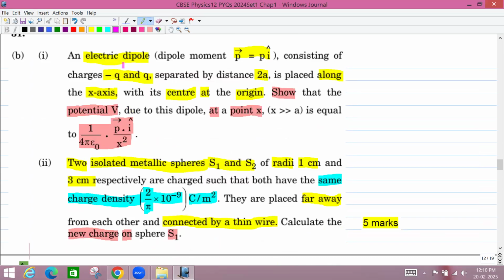Again on dipole. An electric dipole of moment P equal to P i cap, consisting of charges -q and +q separated by a distance 2a, is placed along the x-axis with its center at the origin. Show that the potential it produces at a point x, where x is much larger than a, is equal to the given expression. Okay, this is a theoretical question. You have to derive this formula.